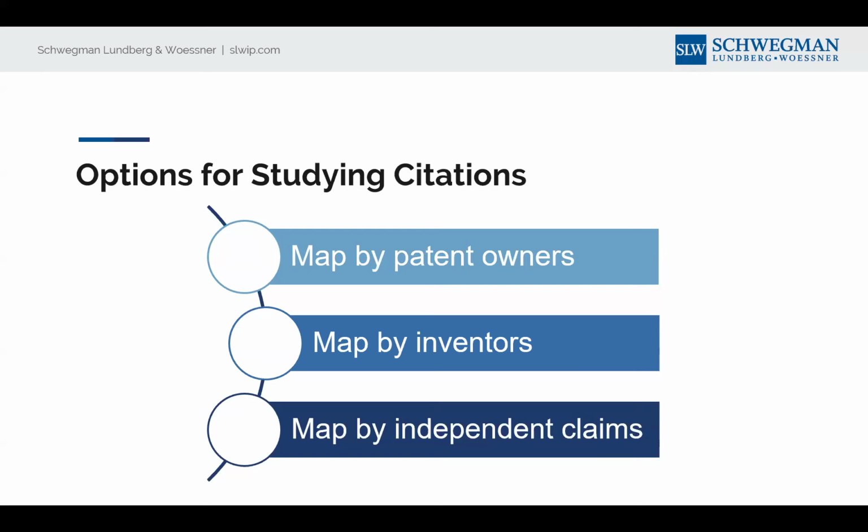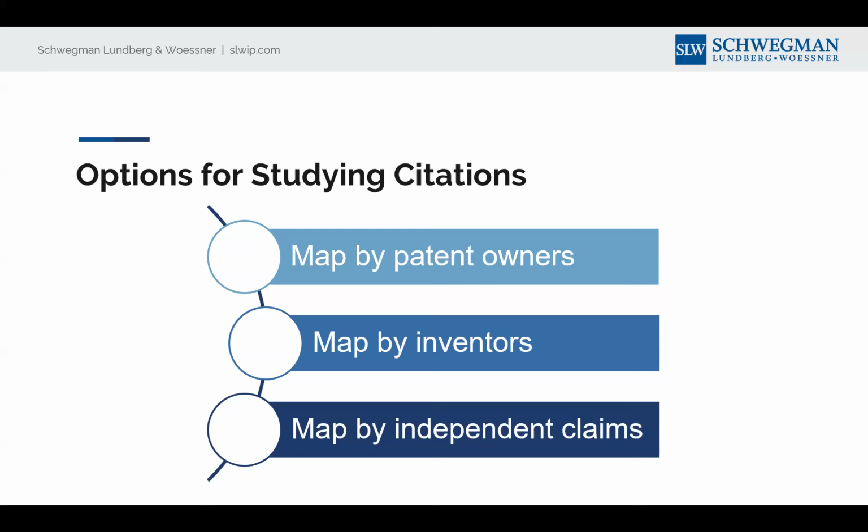Another map is by inventors, and these are the inventors listed on patents. This can be really interesting, especially for emerging areas of technology, because you'll be able to see who is cross-pollinating, what combination of inventors are achieving what kind of results technologically. And that can be quite fascinating.